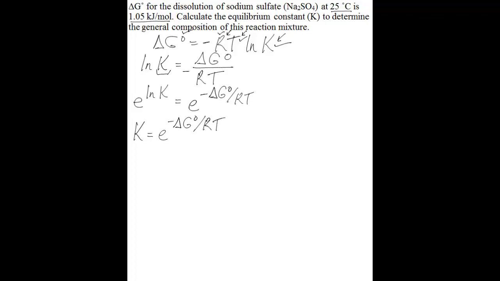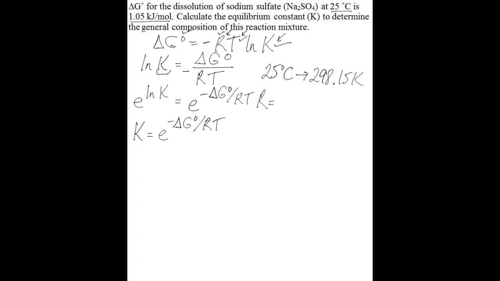But before you do that, you need to make sure of two things. First, you have to make sure that your temperature is in kelvins. So here you have 25 degrees Celsius. When you convert that to kelvins by adding 273.15, you get a temperature of 298.15 kelvins.